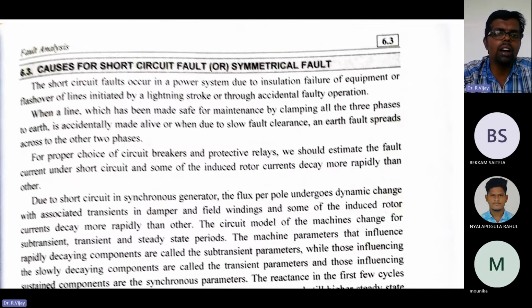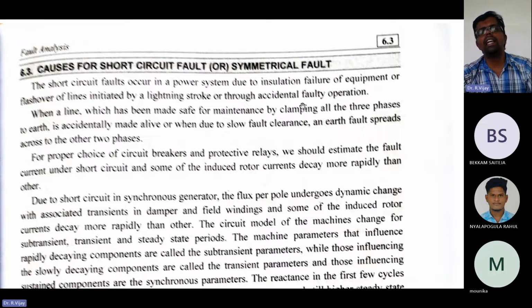Next, causes for short circuit fault or symmetrical fault. What are the main causes? Short circuit fault occurs in the power system due to insulation failure. Sometimes insulation failure of the equipment, or flashover in the lines initiated by a lightning stroke or accidental faulty operation.